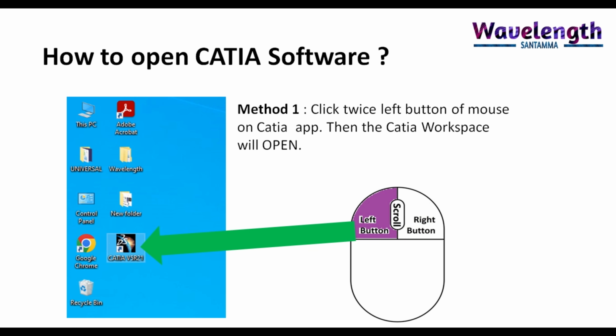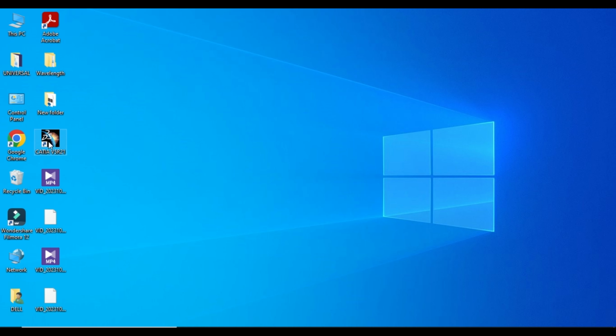How to open Catia software? Method 1. Click twice left button of the mouse on Catia app. Then Catia workspace will open. Please refer this video.